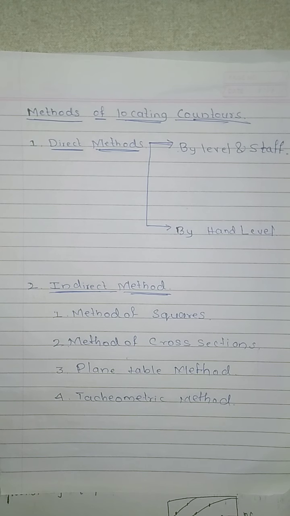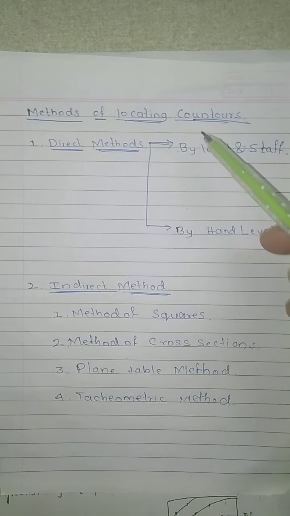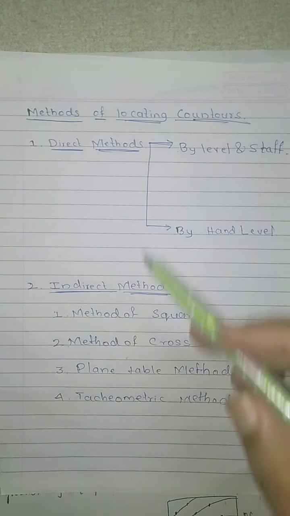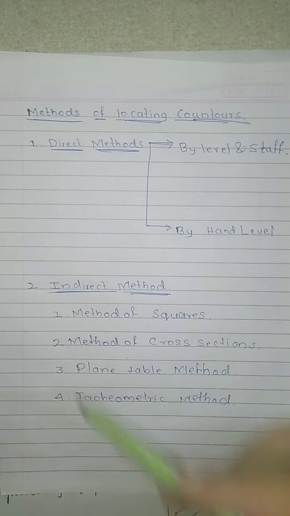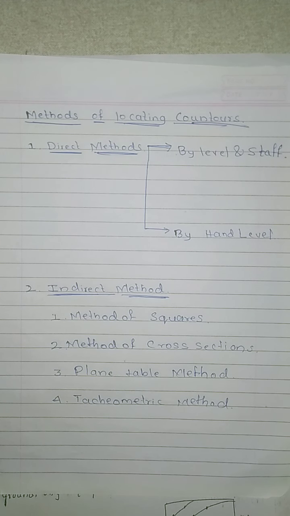Now the next topic is the methods of locating contours, which you can locate by the direct method as well as the indirect method. The direct method has two important points: using a level and staff, and using a hand level. The indirect method has four methods: method of squares, method of cross sections, plane table, and the tachometric method. So these are the different methods that we have.